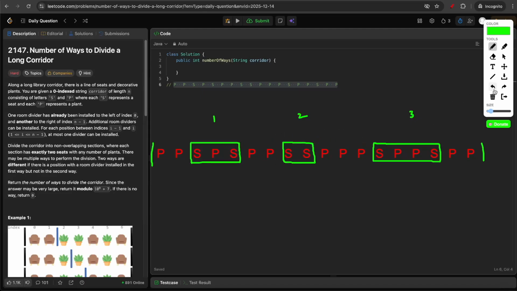Now let's focus on this part, this gap between two segments. In this gap, we can only place a single divider.